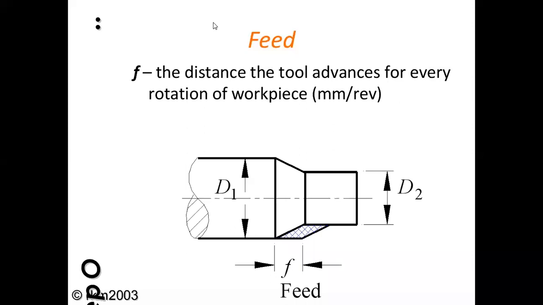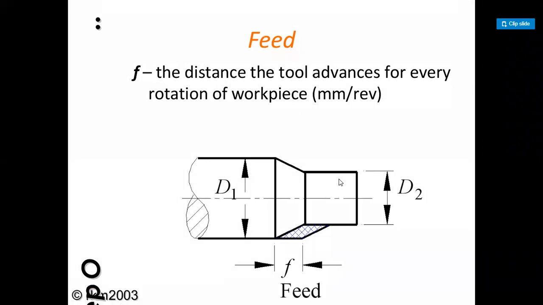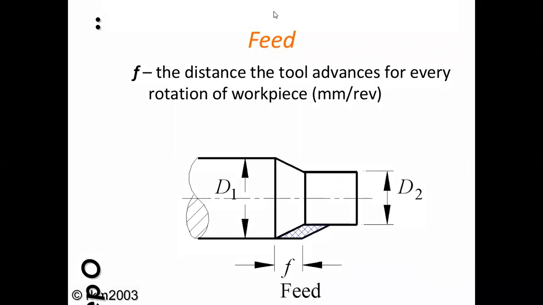So this feed is given as a distance the tool advances. That distance the tool advances for every rotation of workpiece. For every rotation, the RPM is revolutions per minute. So for every rotation of workpiece, the tool is advancing. Suppose given feed, so that is called the feed of the workpiece during machining. So feed is nothing but the distance the tool advances for every rotation of workpiece. So that is your feed.